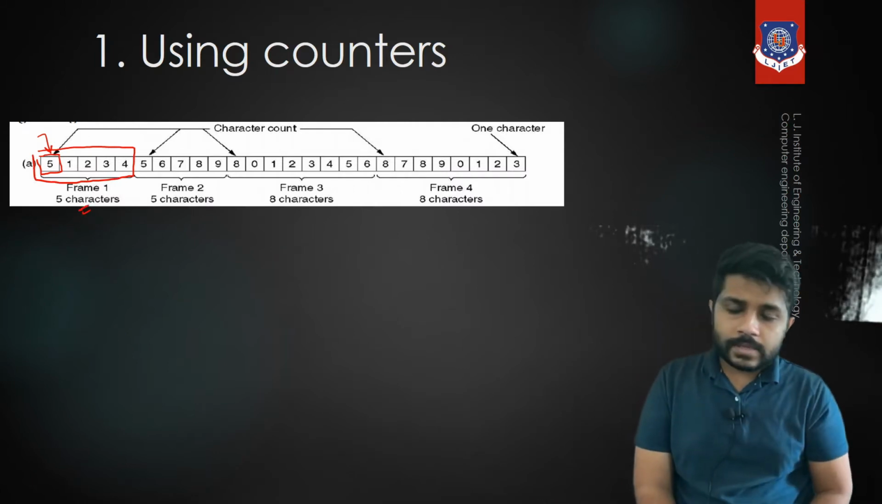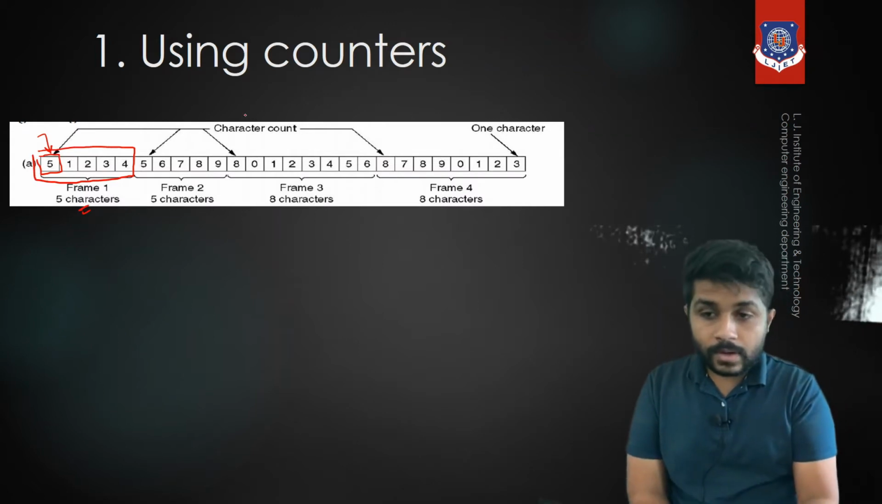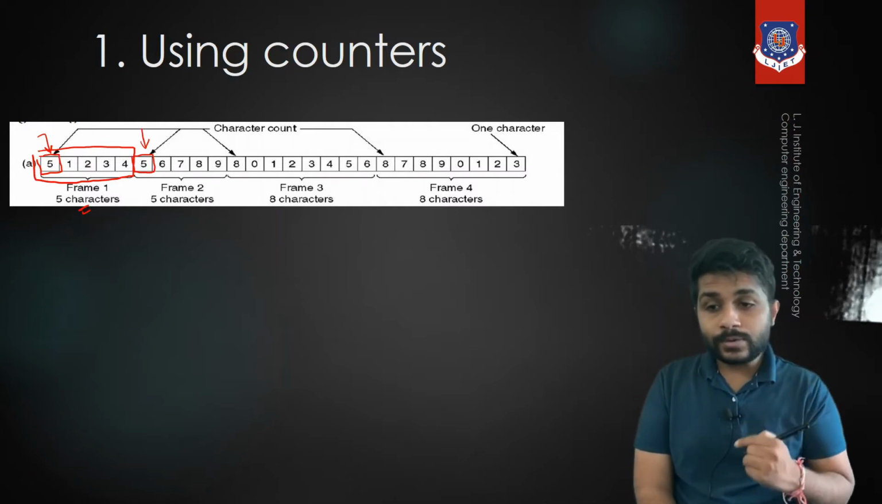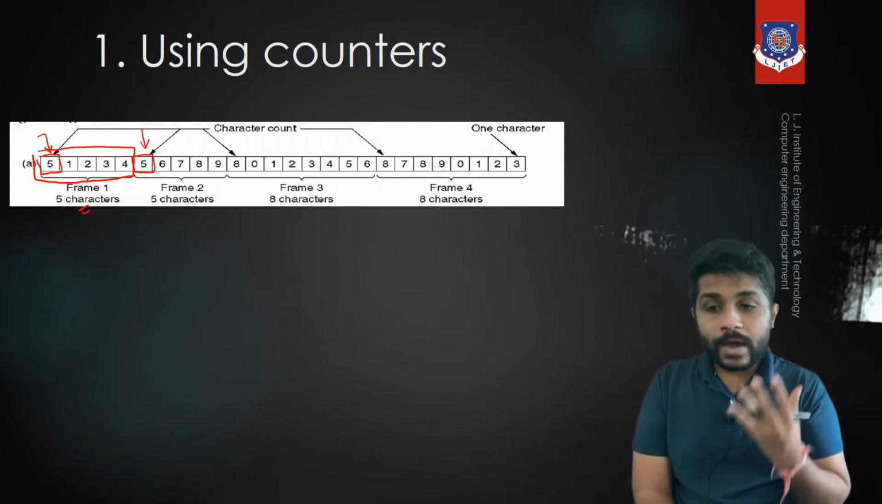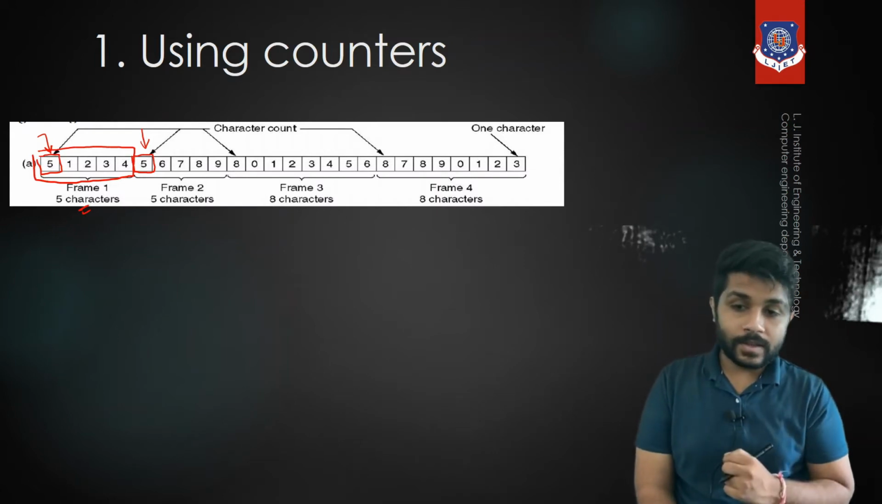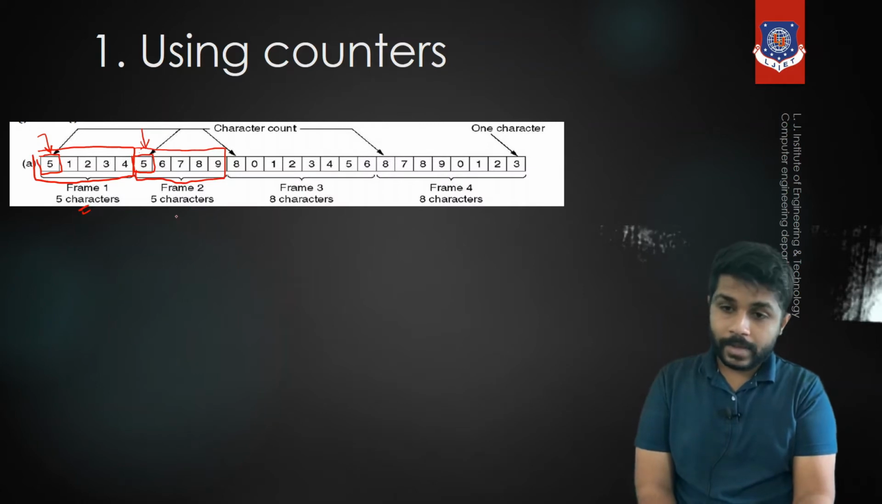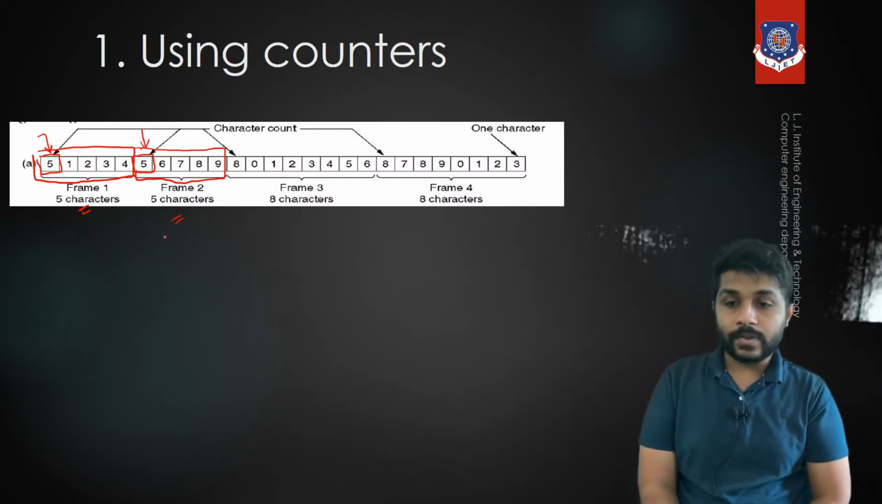After frame 1 is received, the receiver will check the first character again. Again the receiver finds that the value of the first character is 5. From that, the receiver gets to know that there are a total of 5 characters in the frame. So the receiver will receive 5 characters and consider them as the next frame.